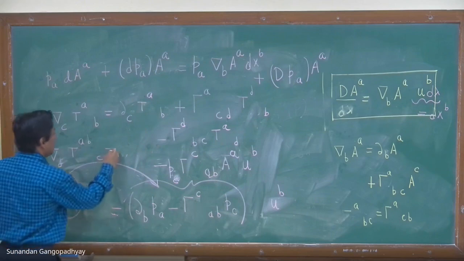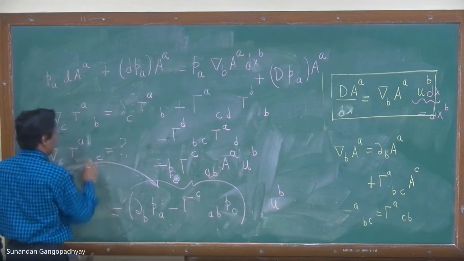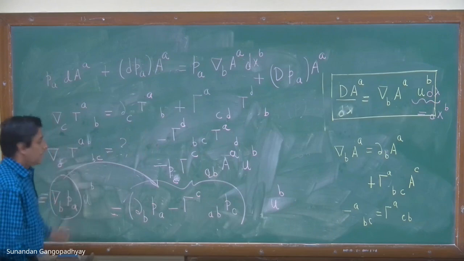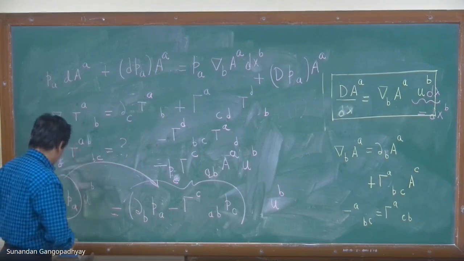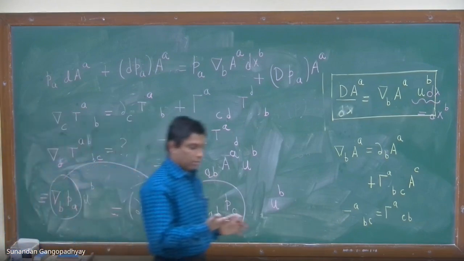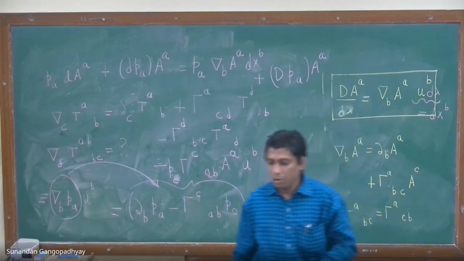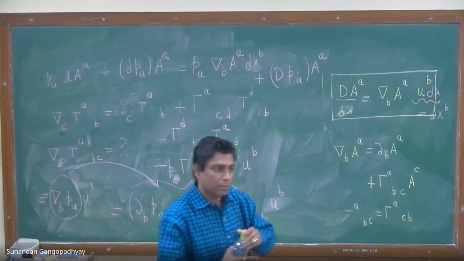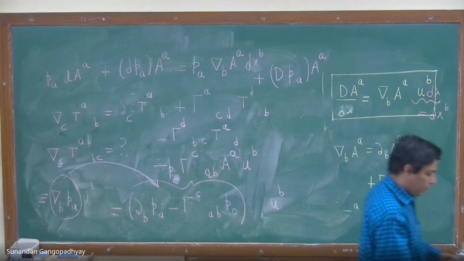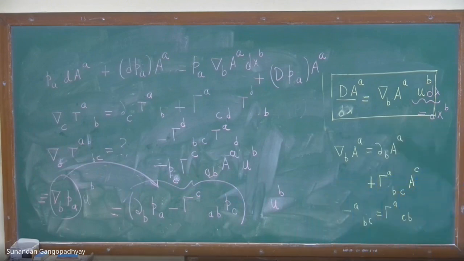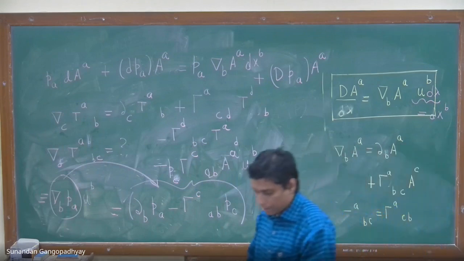You can try to write this down, or maybe the covariant derivative of a tensor of type 1, 2. You can try to write it by following this rule. For each upper index you have to put in a plus gamma, and for each lower index you have to put in a minus gamma. There will be separate terms.